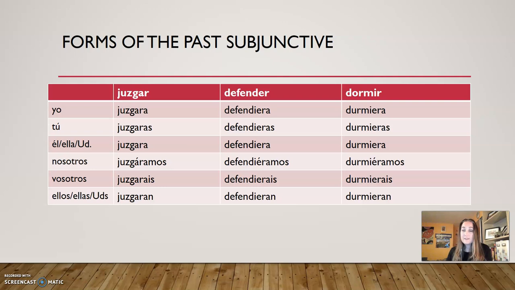This works for regular verbs, stem-changing verbs, all the different kinds of verbs. For example, dormir is a stem changer in the preterite. The O changes to U in the preterite tense. So we start with the ellos preterite form, durmieron, drop the ron, and add the past subjunctive endings, durmiera, durmieras, etc. If you need to study these examples a little longer, you can go ahead and pause.